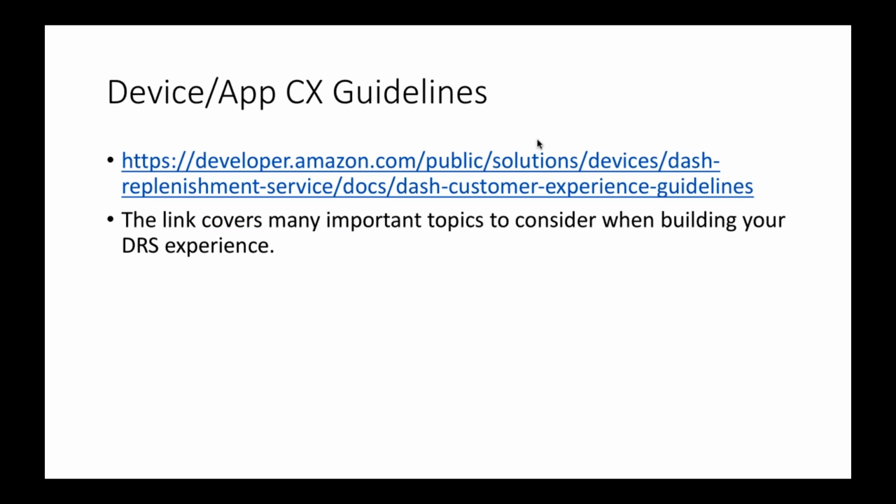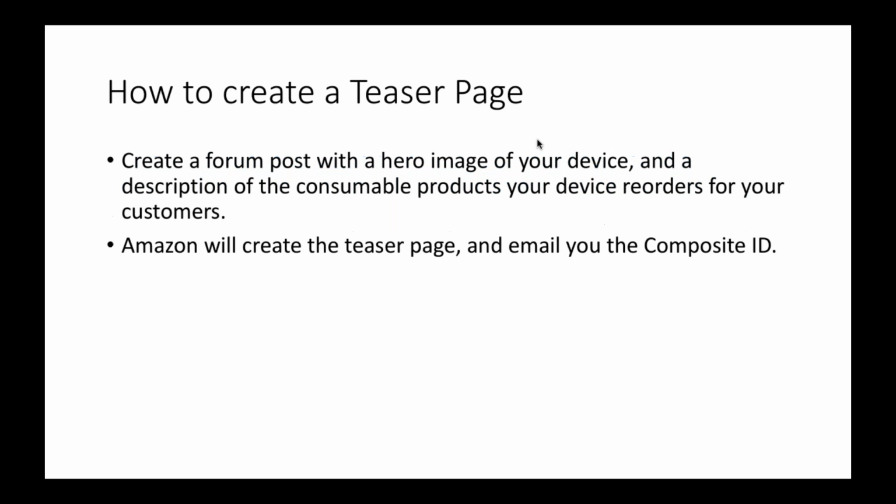The device and app CX guidelines are available on the web. The idea here is there are several different potential problems with the Dash Replenishment Service. One of them, for example, is out-of-band usage. Customers may purchase products out of cycle or other things, and so there's some guideline on how to think about that. There's also what we call the first bottle problem. On the day a DRS device is set up, it may be difficult to know how much consumable product a customer has on hand. We cover those topics and many more in the CX guidelines on the developer portal for DRS docs.